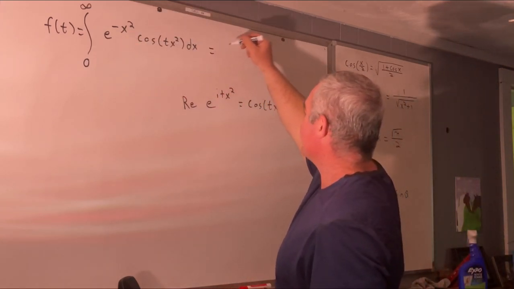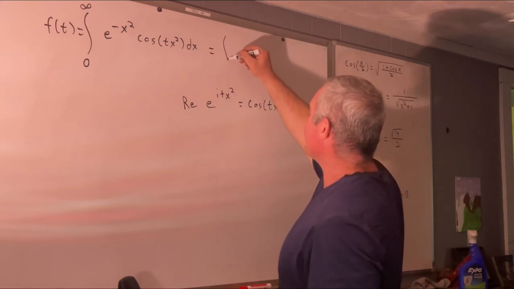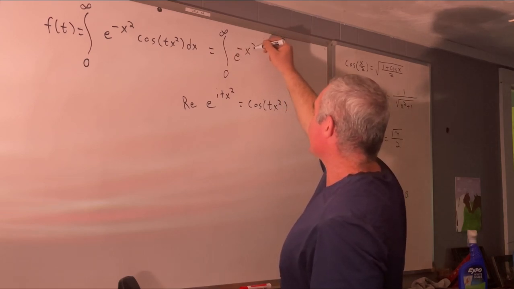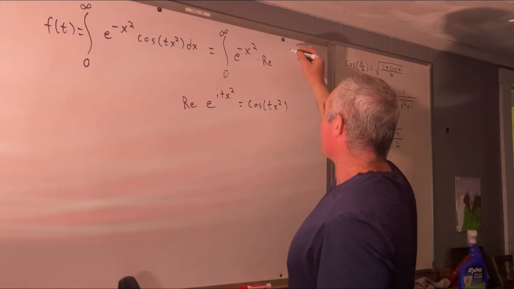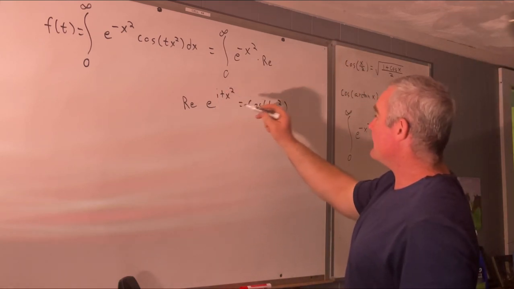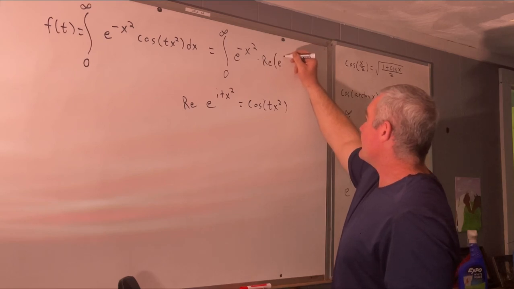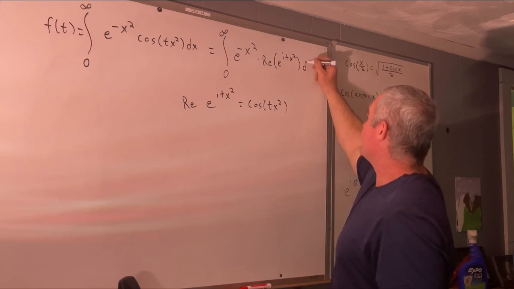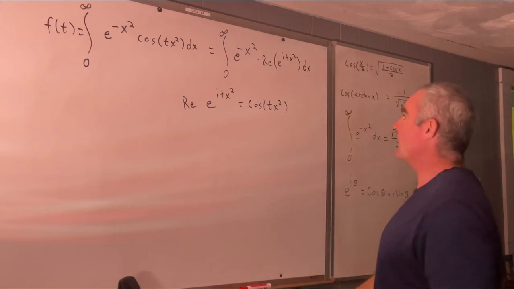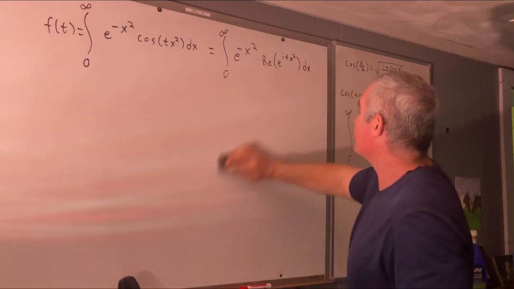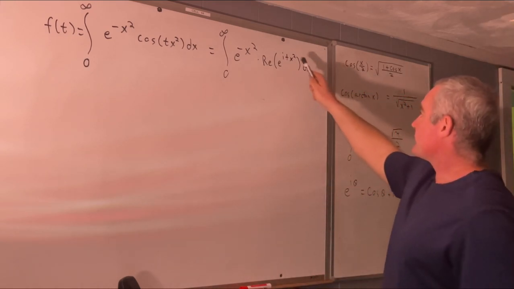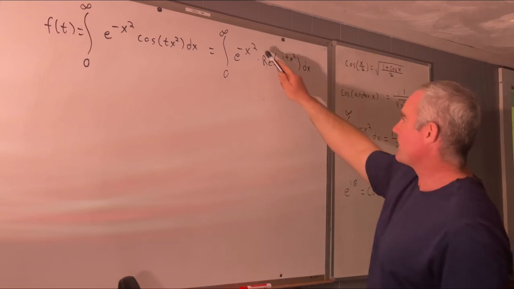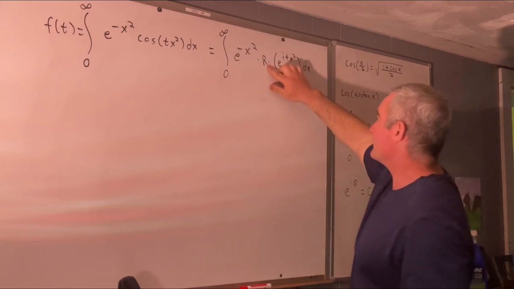So f of t is equal to the integral from 0 to infinity of e to the negative x squared times the real part of e to the itx squared, sorry, dx. All right. Now this is just going to be cosine of something plus i sine of something, and if we take the real part of it, we can bring the real part outside the integral. So I'll do that right now.